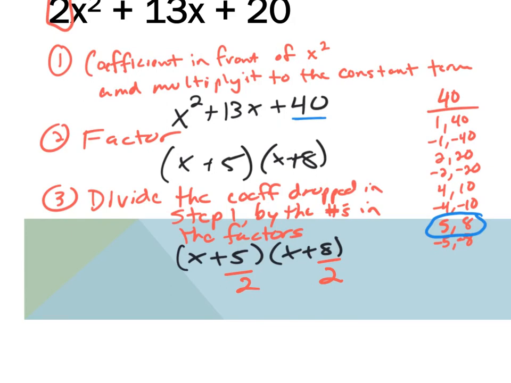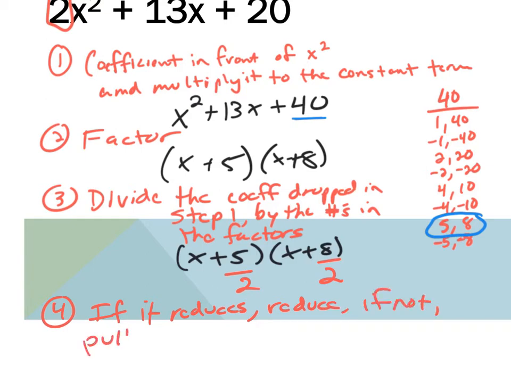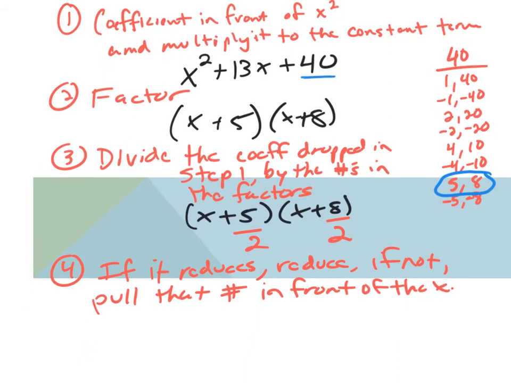The fourth step is, if you can reduce, if it reduces, reduce. If not, we pull that number in front of the x in that factored form. So what that looks like for us, if you look at the step above, notice that first one here, 5 divided by 2 does not reduce. It doesn't come out nicely. And so what we're going to do is then pull that in front of the x.